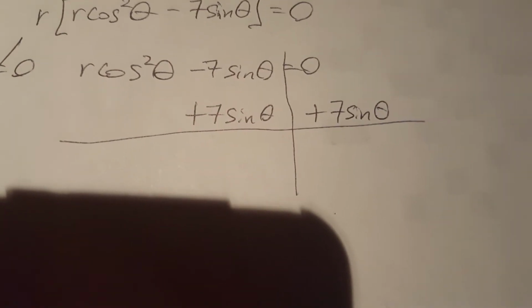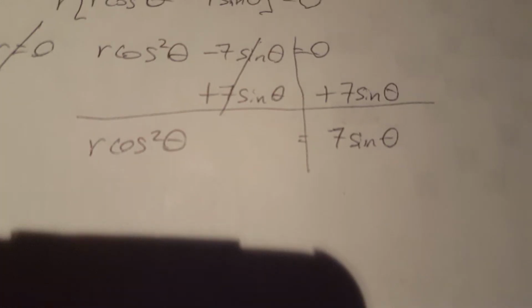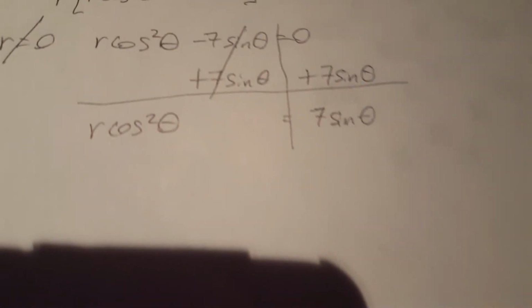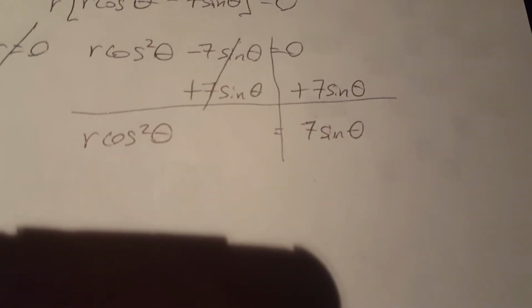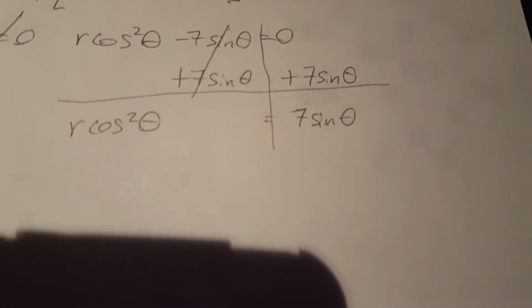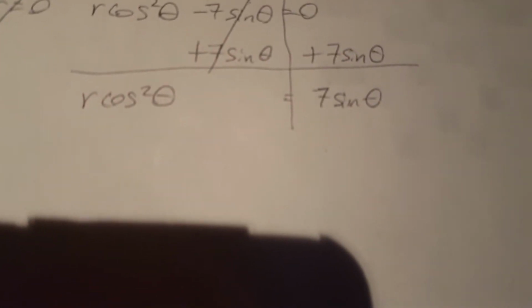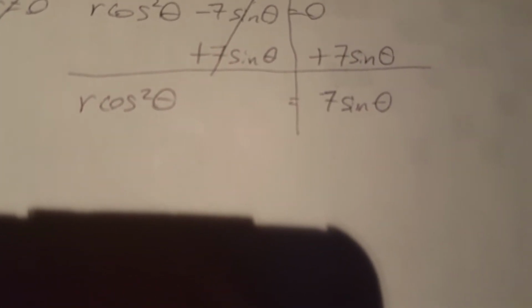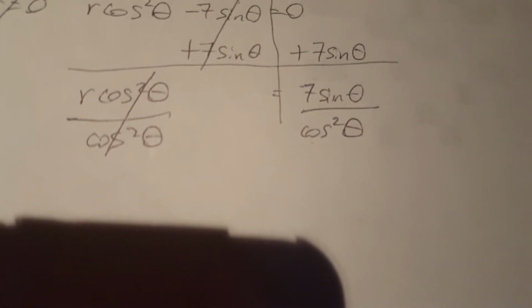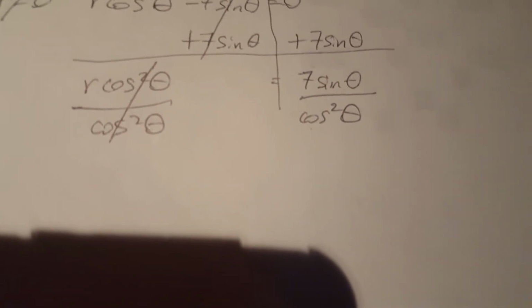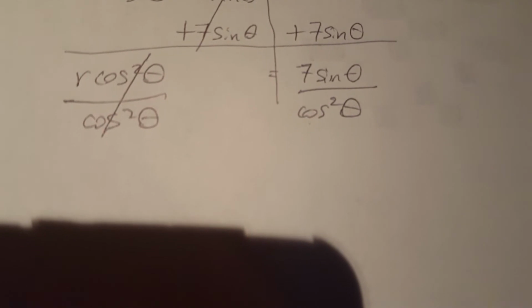So let's add 7 sine theta to both sides. Adding 7 sine theta to both sides, that cancels on the left. We're just going to have r cosine squared theta equals 7 sine theta. Now you just need r, so let's divide both sides by cosine squared theta, so I just have r on the left side. The cosine squared canceled. We have r equals 7 sine theta over cosine squared theta.